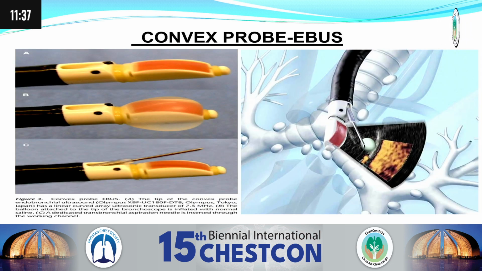This is the convex probe, which is mostly used. This is the ultrasound, from where we can do the ultrasound of the lymph node, and this needle is used to take the transbronchial needle aspirations.